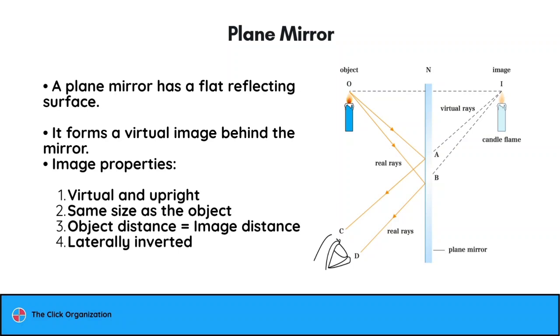And fourth, it is laterally inverted, and this means that the left side and the right side are switched. For example, when you're in front of a plane mirror, when you raise your right hand in front of the mirror, the image appears to raise its left hand.